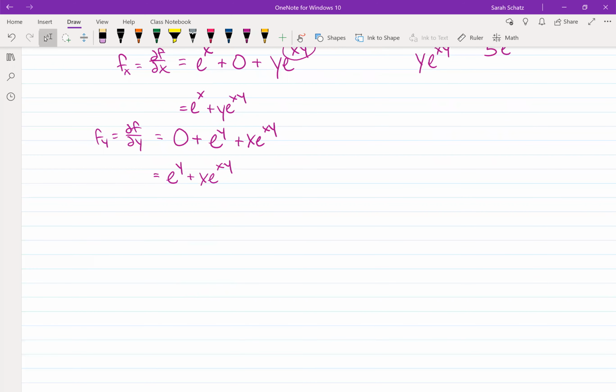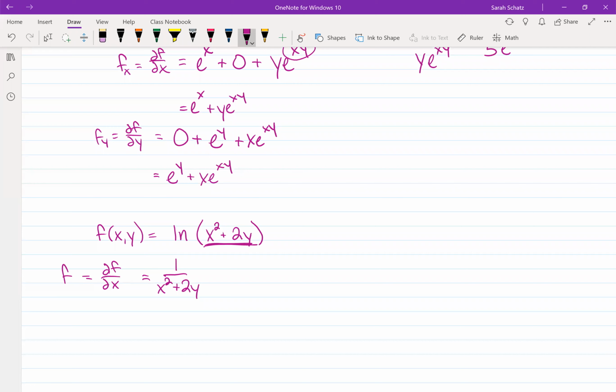Let's look at a natural log problem. I just want to do f of xy equals the natural log of x squared plus 2y. So what is the rule for natural log? I take the natural log of this. When I want the derivative, it's going to be 1 over that thing, with some chain rule involved. Let's do with respect to x first. Either way, you end up with 1 over x squared plus 2y.